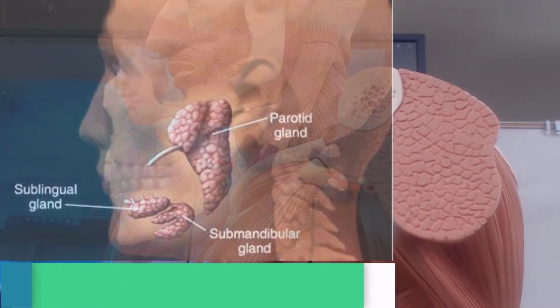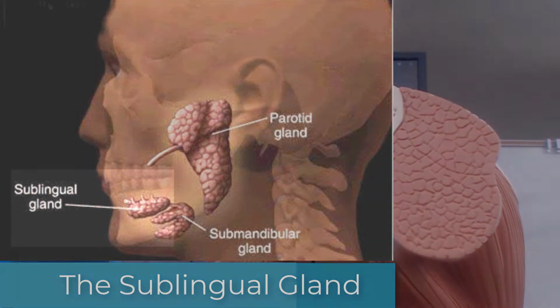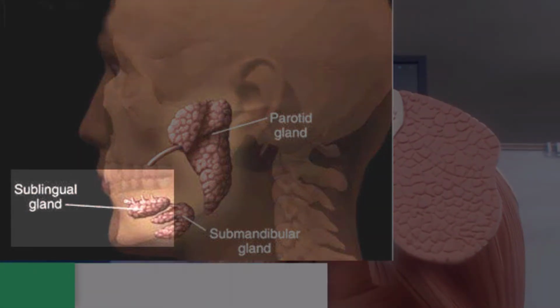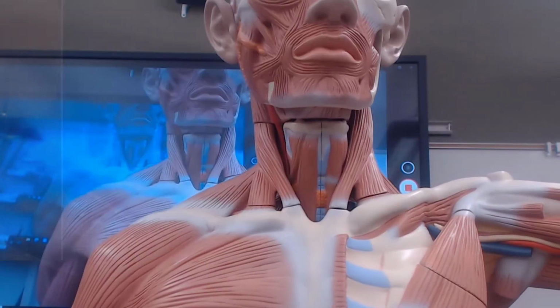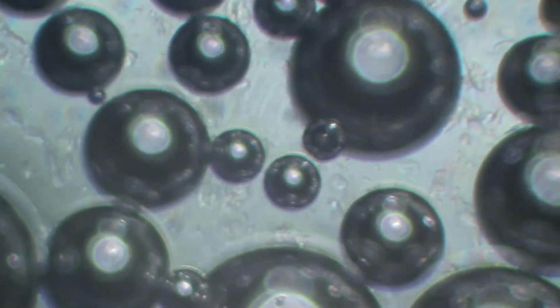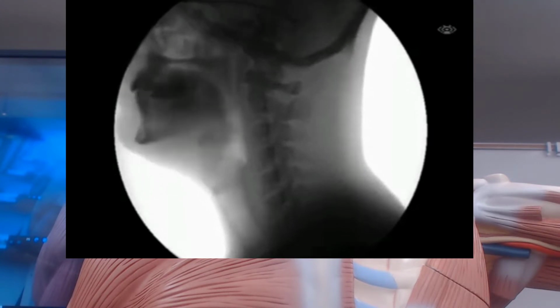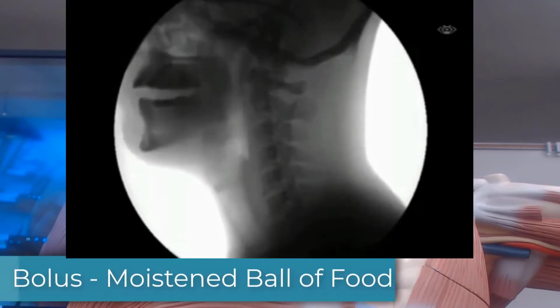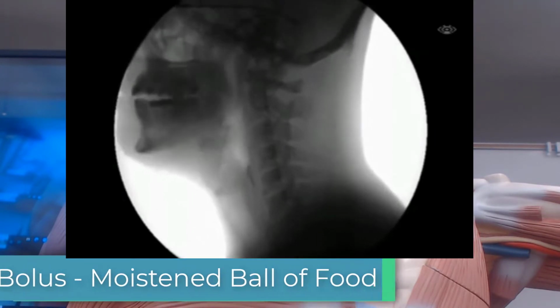You have a third salivary gland that is not shown in this particular model, and that is the sublingual gland. Sublingual, as you might imagine, would be under the tongue. Saliva does a couple of different things in the body. It does have amylase, which is an enzyme that begins to break down sugars, carbohydrates. But in addition to that, we actually need the saliva to moisten our food into a substance that we call a bolus. And a bolus is a moistened portion of food.